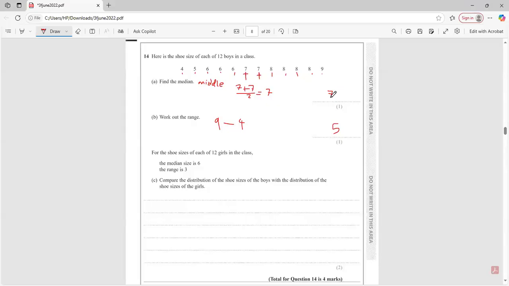So it means that the boys have more likelihood to have bigger feet, right? Because theirs is clearly larger than the girls'. So you have more boys that have bigger shoe sizes than girls.